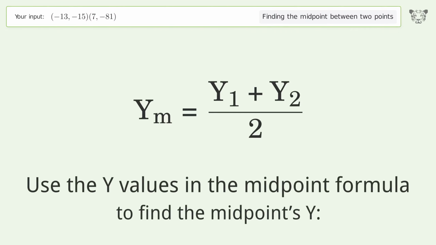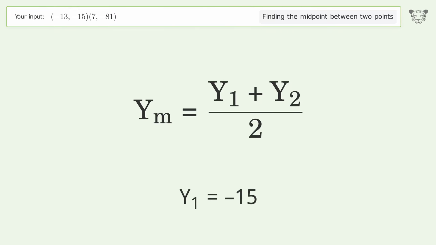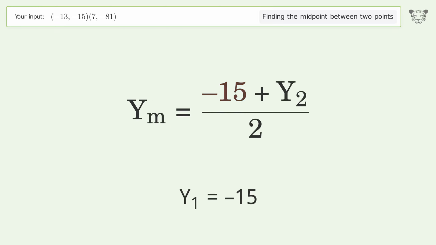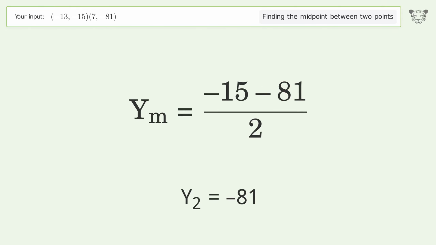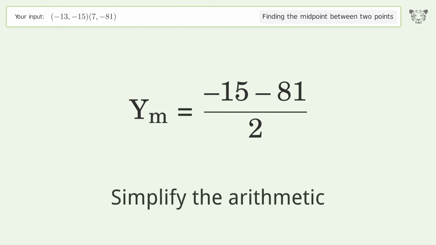Use the y values in the midpoint formula to find the midpoint's y. y1 equals -15. y2 equals -81. Simplify the arithmetic.